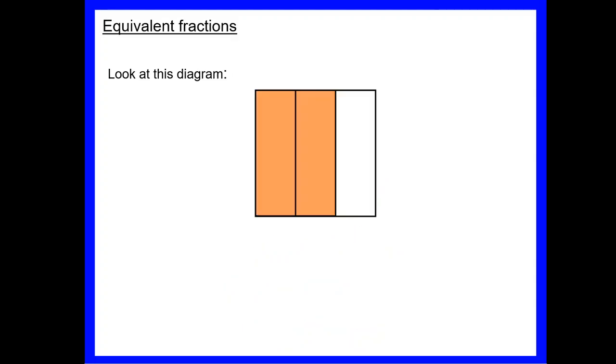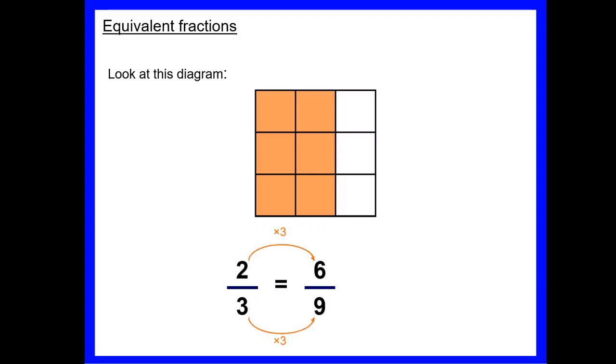Let's have a look at another diagram then. So in this diagram, we've got 2 equal parts shaded out of 3 equal parts. So again, remember the equal sized parts. So 2 out of 3, or 2/3. Let's draw some more lines in. So now again, we didn't colour any more in, but I've now got 6 orange parts out of 9 parts altogether. So they must be equivalent fractions. To get from 2 to 6, we multiplied by 3, and from 3 to 9, we've multiplied by 3. So they're definitely equivalent because we've multiplied the numerator and denominator by the same amount.